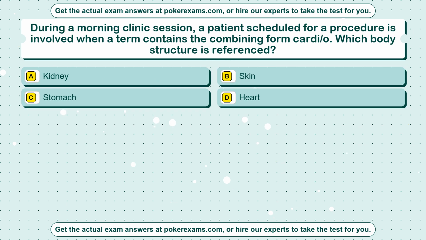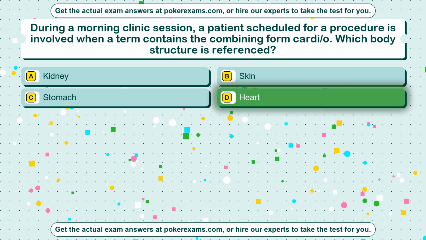Question 70. During a morning clinic session, a patient scheduled for a procedure is involved when a term contains the combining form cardi/O. Which body structure is referenced? Option A, kidney. Option B, skin. Option C, stomach. Option D, heart.